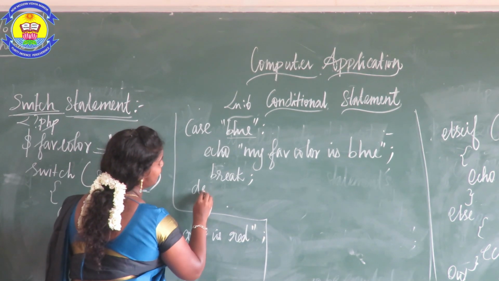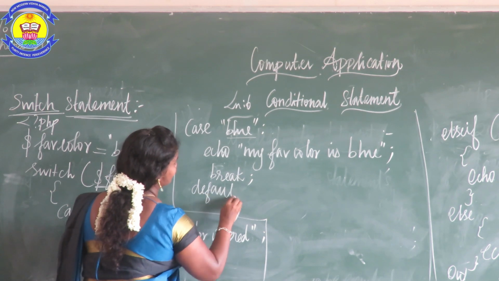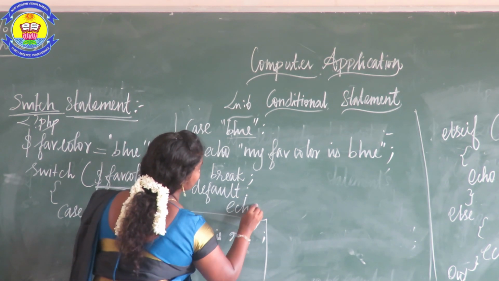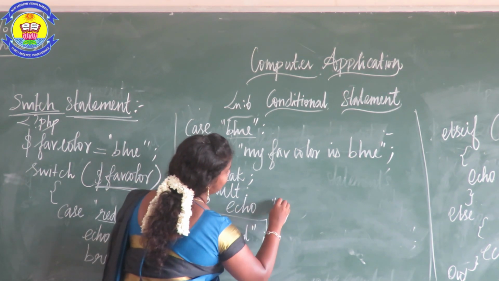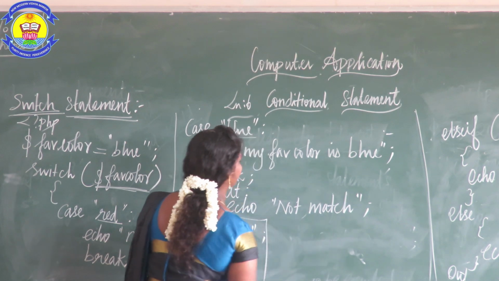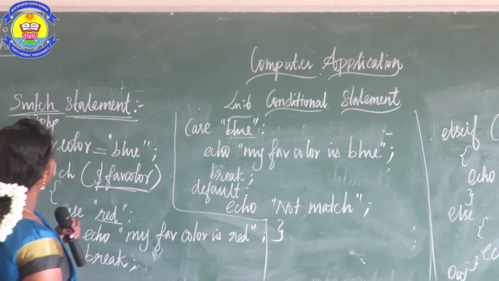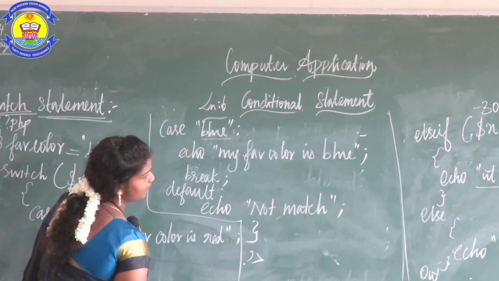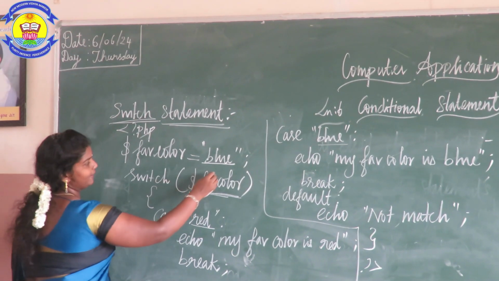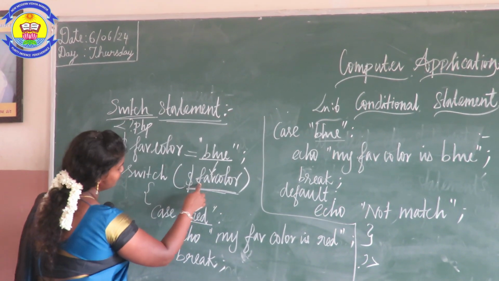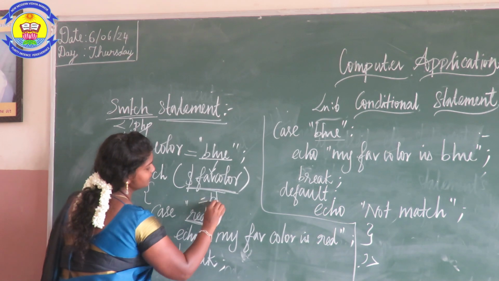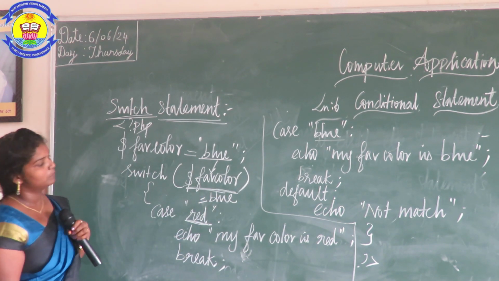And if the colors are not matching, I give a default statement, echo not matching. Okay, now listen. What is my favorite color? My favorite color is blue. So this switch statement carries the color blue. It will first check the first value. Blue is equal to red? Is it matching? No, it is not matching.